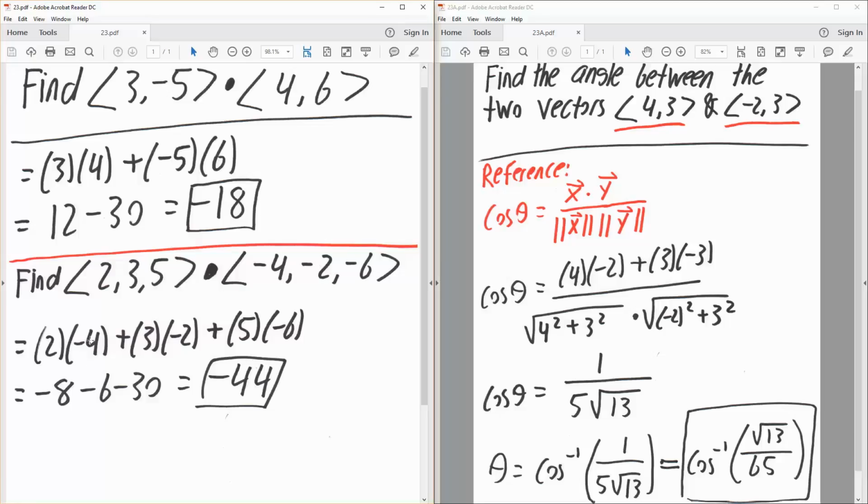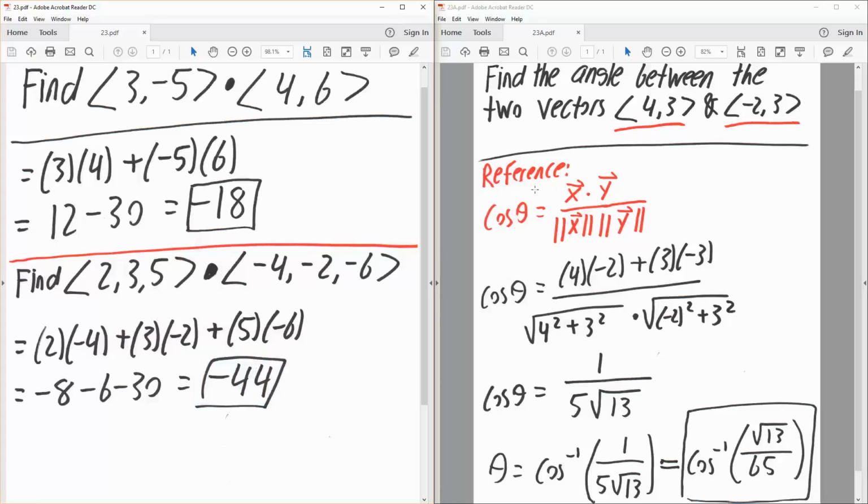So 2 times negative 4 is negative 8. 3 times negative 2 is negative 6. 5 times negative 6 is negative 30. And so negative 8 minus 6 is negative 14. Negative 14 minus 30 is negative 44. So this is the answer for the dot product.